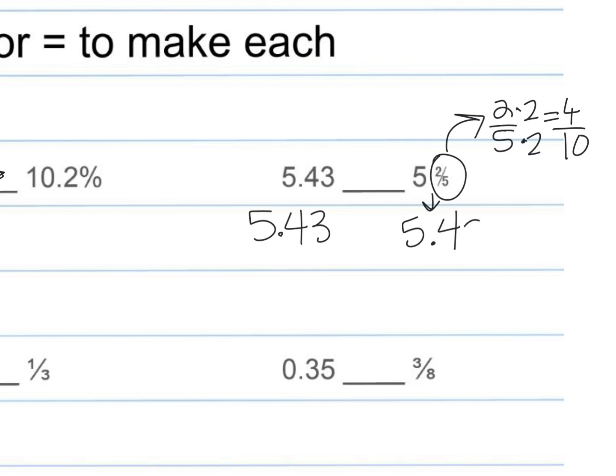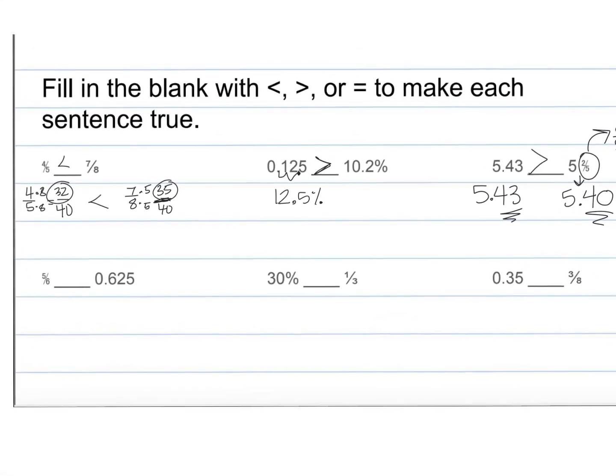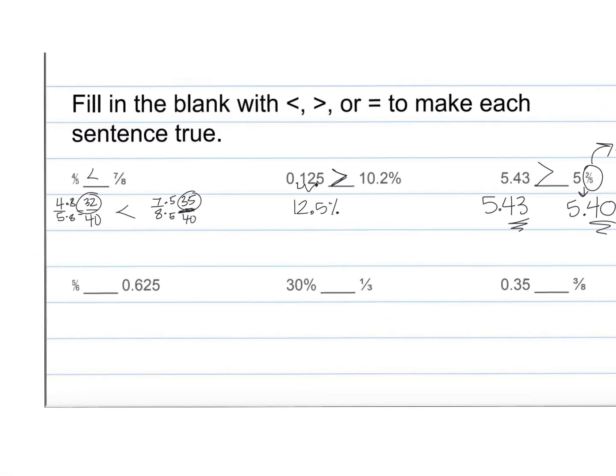And then I'm going to add a 0 here. Remember when we compared decimals way back when, if we add a 0, it's easier for us to compare. Now we can see that 43 is greater than 40. So 5 and 43/100ths is greater than 5 and 2/5. If you want to pause me and try these last few on your own and then come back and check, that would be awesome.